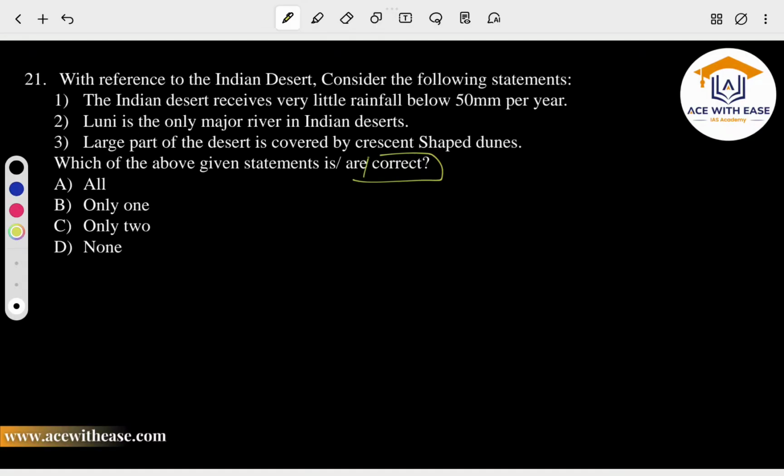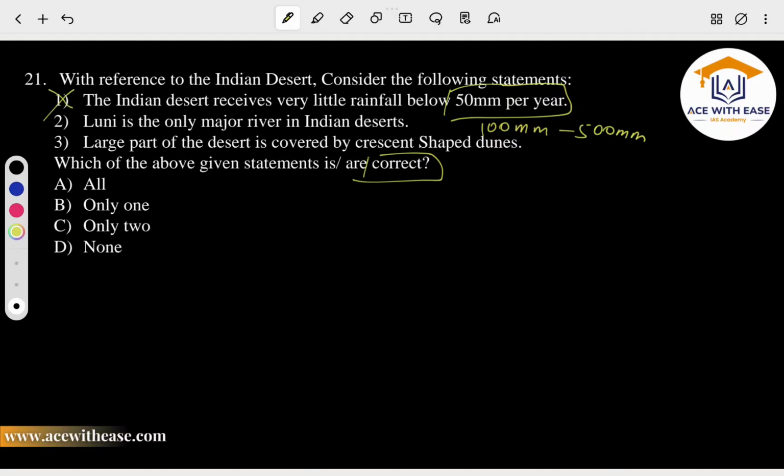But when we say it is very little, below 50 millimeters per year, this statement is wrong, because the value here should not be below 50, but somewhere around 100 to 500 millimeters per year, is where we will be finding the rainfall. So the first statement here is a wrong statement.